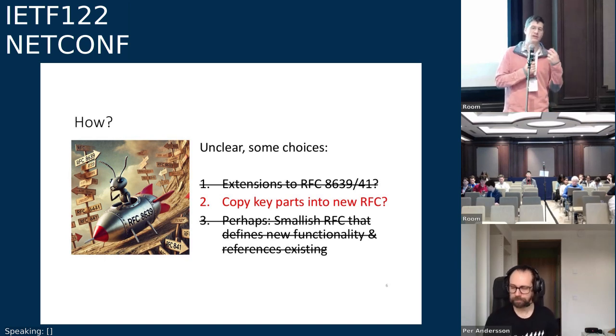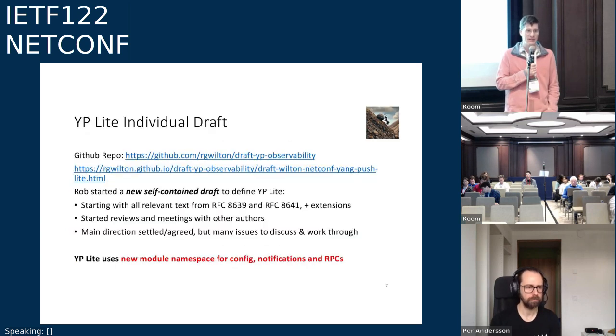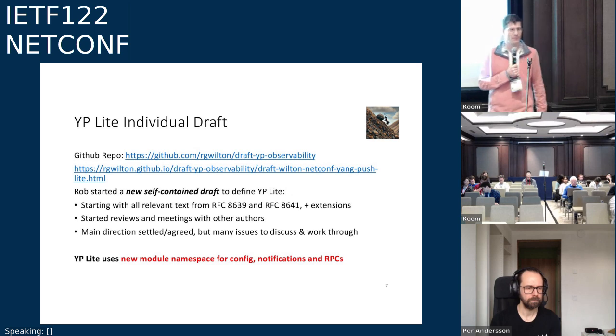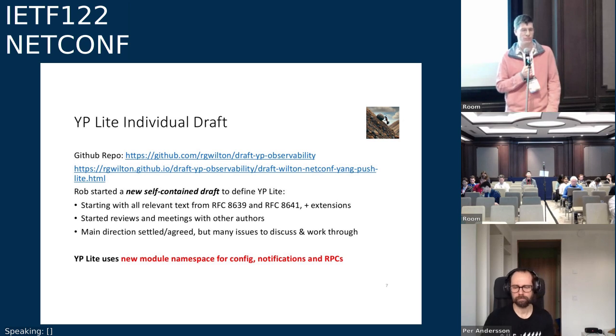So in the last IETF meeting, IETF 121, I raised this slide of how we should make these choices. Should we try to do some extensions to the existing drafts? Should we try to do it in the RFC? Should we do a small RFC that updates the functionality? And the read of that meeting was very much that we should copy the new parts into a new RFC, and that's the way forward: a new complete document that has everything defined in it. And so that's what I did. I started just before Christmas. That's where the GitHub draft is, and there's now a copy of it posted into the datatracker as well.